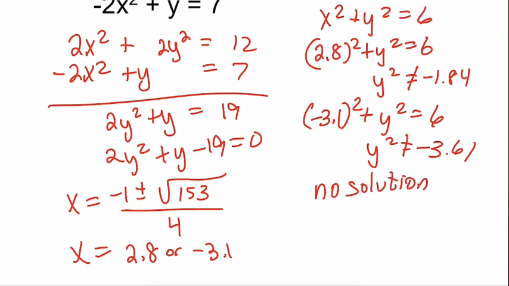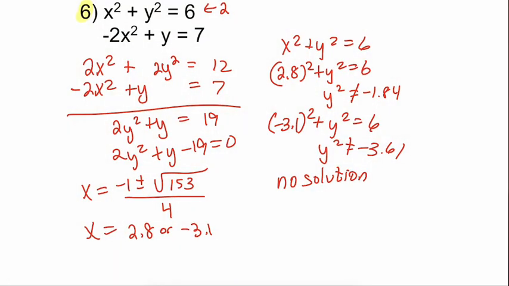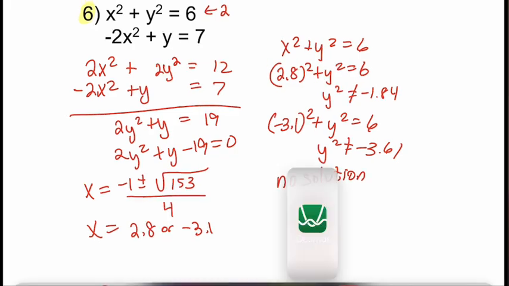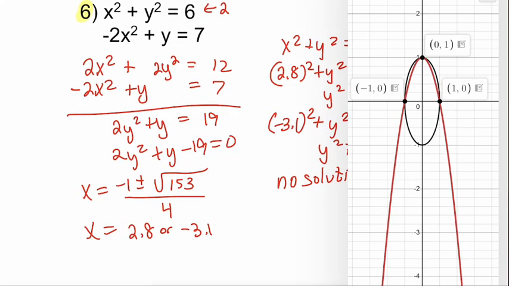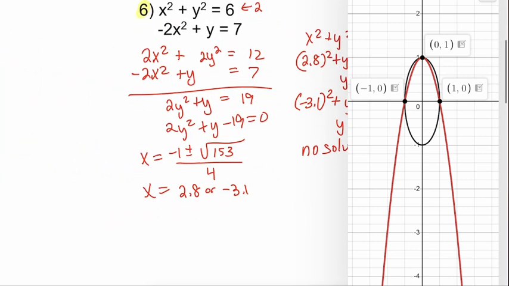Now, how does this appear when we actually put it into Desmos? Anyway, if we put it into Desmos, we can find that the parabola and the circle just do not have a point of intersection.